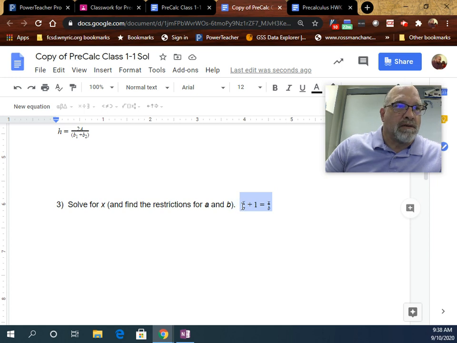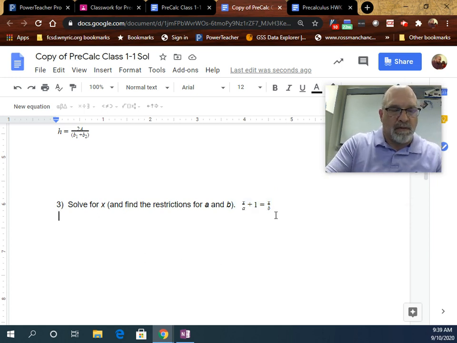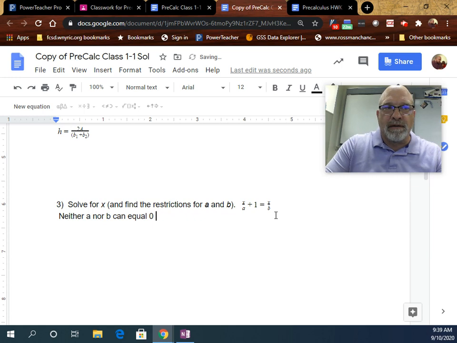This next equation, we know that a and b cannot be 0. Neither a nor b equals 0. And we know that because a and b are in the denominator. So now I'm going to paste this.